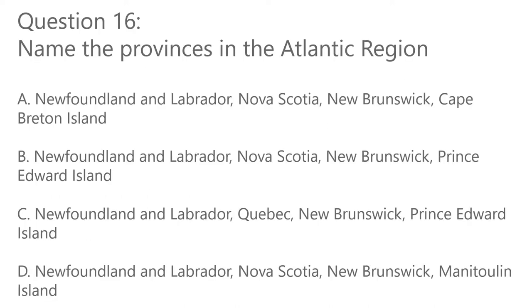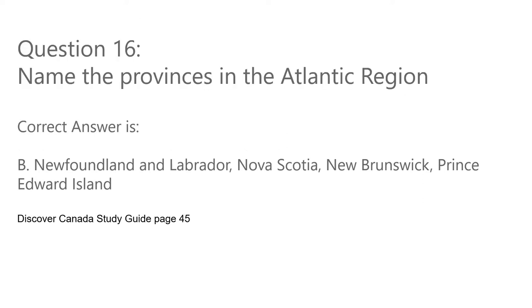Question 16. Name the provinces in the Atlantic region. A. Newfoundland and Labrador, Nova Scotia, New Brunswick, Cape Breton Island. B. Newfoundland and Labrador, Nova Scotia, New Brunswick, Prince Edward Island. C. Newfoundland and Labrador, Quebec, New Brunswick, Prince Edward Island. D. Newfoundland and Labrador, Nova Scotia, New Brunswick, Manitoulin Island. Correct answer is B. Newfoundland and Labrador, Nova Scotia, New Brunswick, Prince Edward Island.